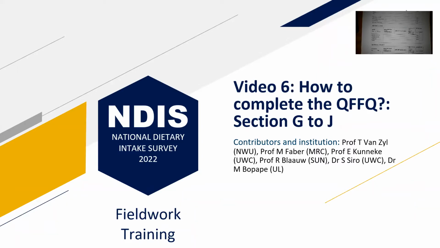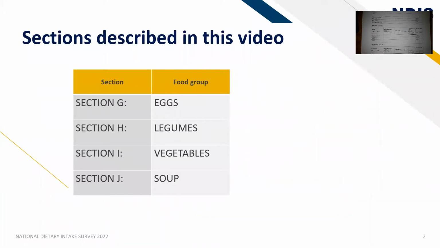Here we will focus on how to complete the QFFQ sections G to J. These sections include eggs, legumes, vegetables, and soup.